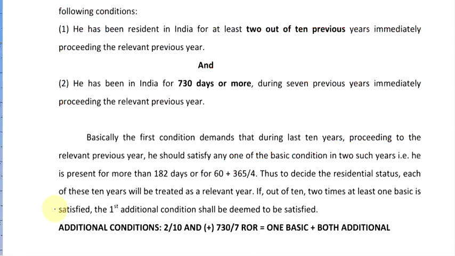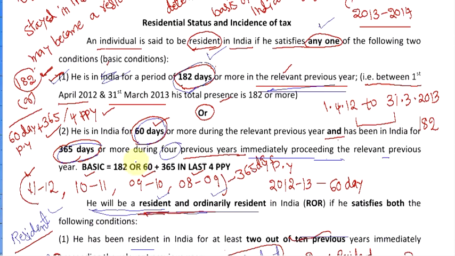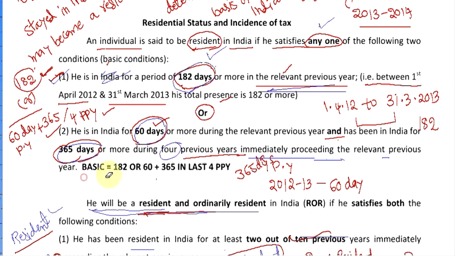So once again I am telling you, to become a resident, this is important. Any one of the basic conditions he must satisfy. What are the basic conditions? That is 182 days, or 60 plus 365. This is the important keyword. The basic condition is 182 days he must stay in India, or 60 days in the previous year and 365 days in the last 4 years. This is the primary condition. If he satisfies this or this, he becomes a resident.